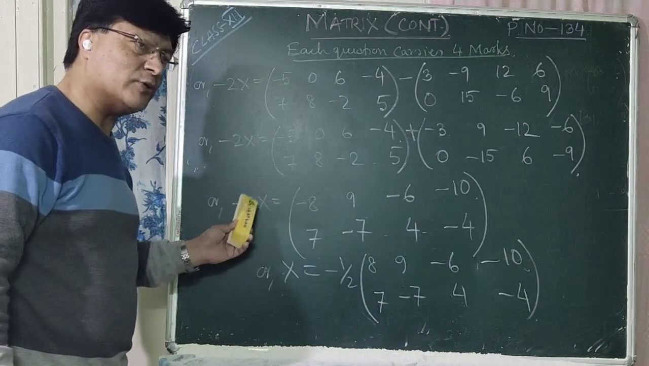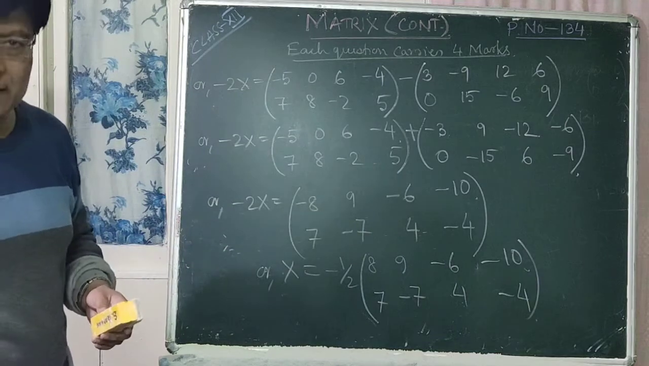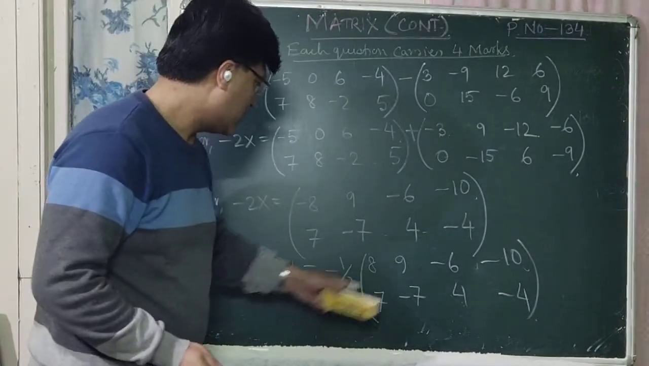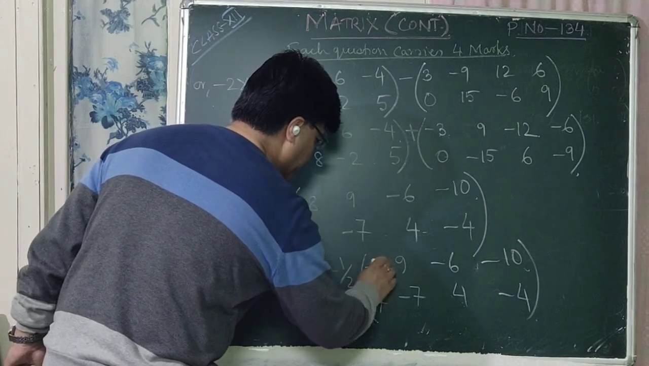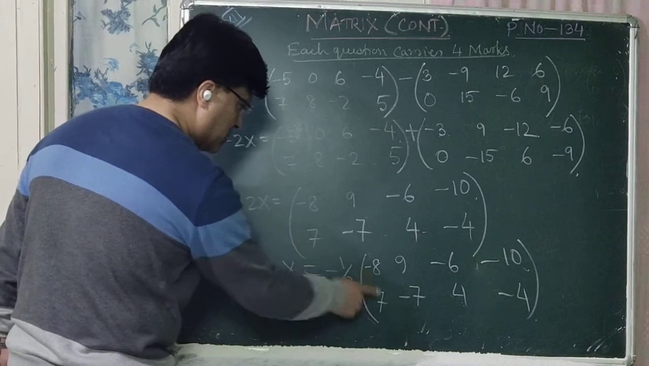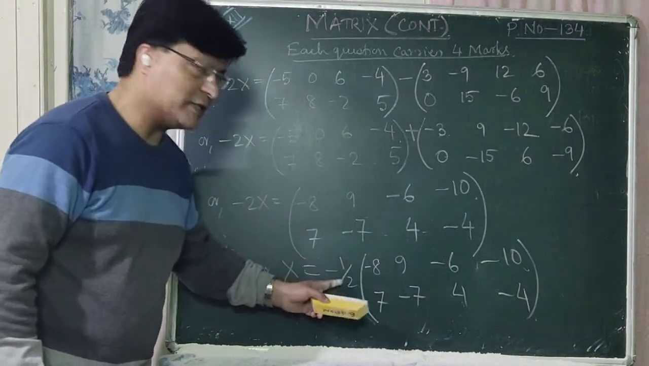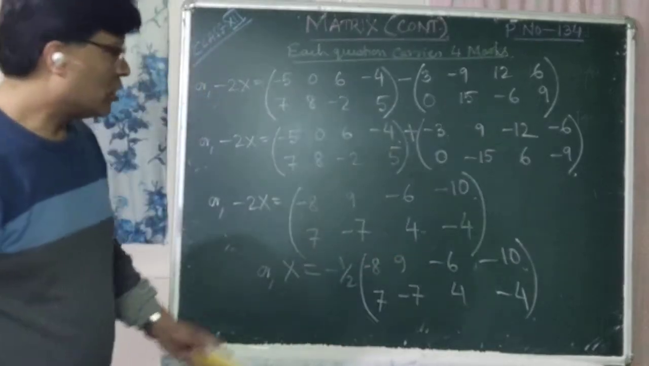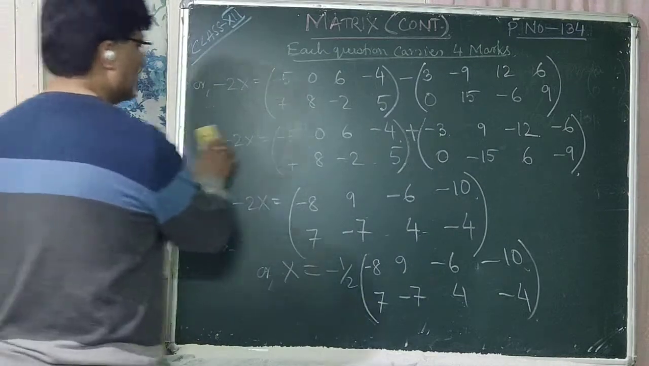So when this minus 2 into x is there, when this minus 2 goes to the right hand side, it becomes minus half, right? Minus half. Then this one is minus 8. This is your minus 8, 9, minus 6, minus 10, 7, minus 7, 4, minus 4, right? So minus half is the scalar multiplication of this matrix. You have to multiply all these elements by minus half. Then you can get the answer, right?